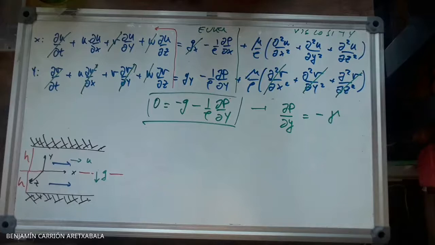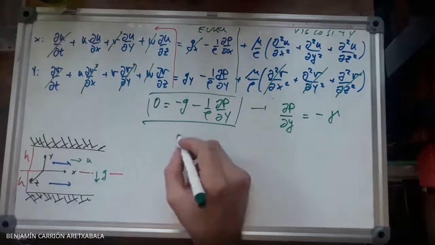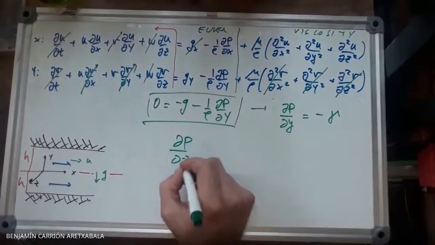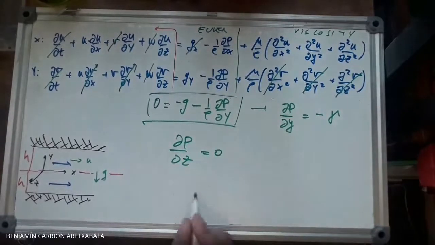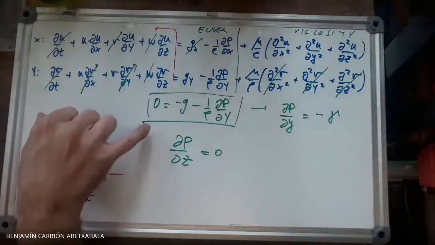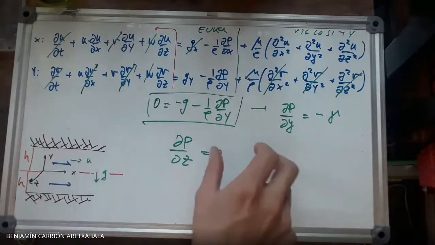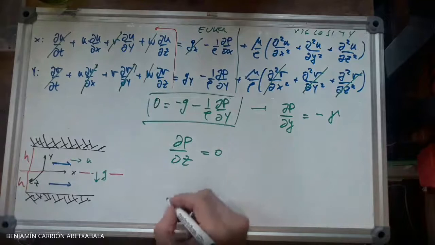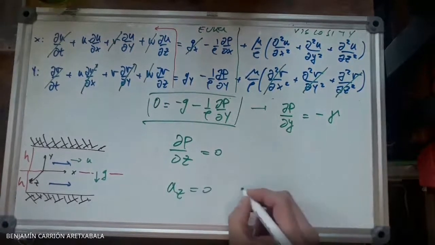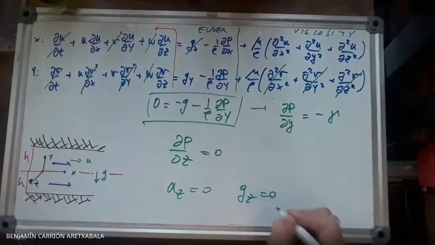Why pressure in the z-axis is 0, I'm being asked. Do realize that the pressure is not 0. The gradient is what is 0: dp over dz is 0. Yeah, because I already deleted it, but all the acceleration was 0. So a in z is 0. g in z is also 0 by definition. There is no acceleration laterally.